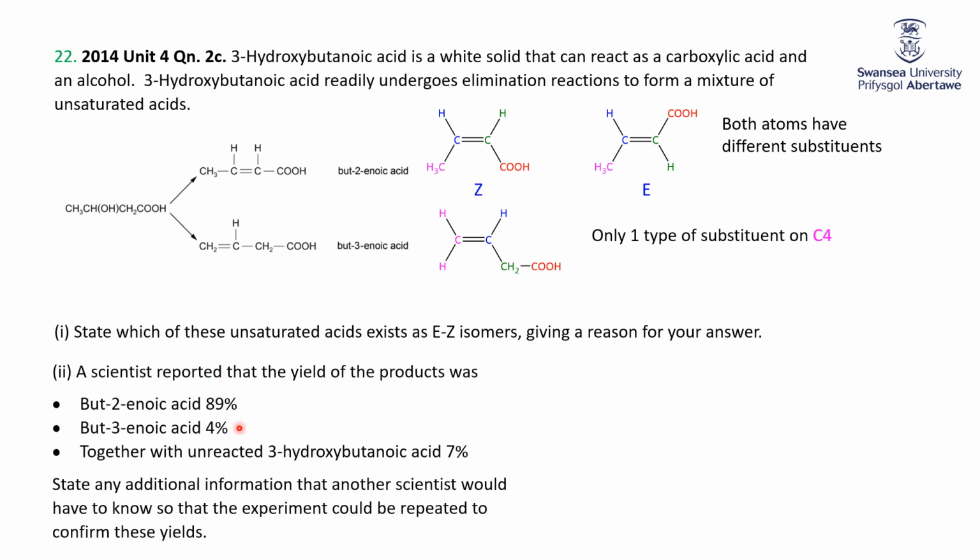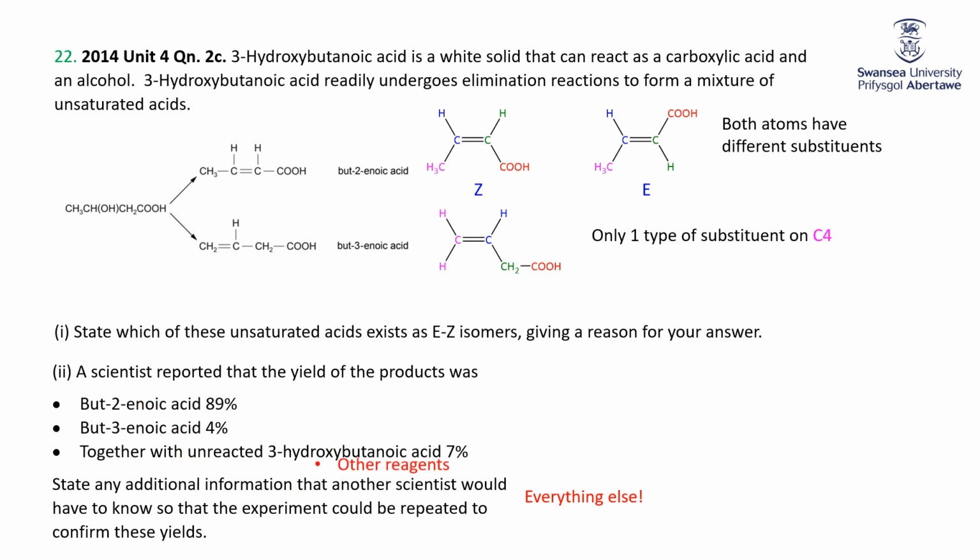Scientists reported the yield was 89% of these, 4% of these, and 7% other stuff. What other information would a scientist need to know for the experiment to be repeated? And the answer is, quite frankly, everything else. This doesn't tell you anything about doing the experiment. It just tells you what the scientist got at the end.